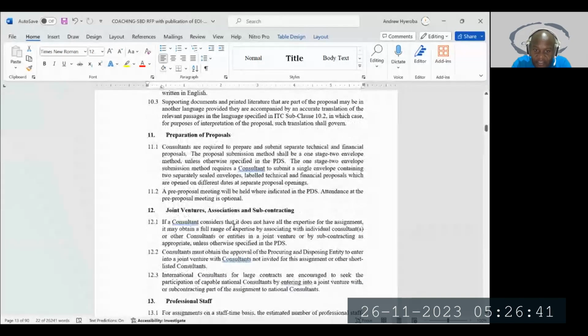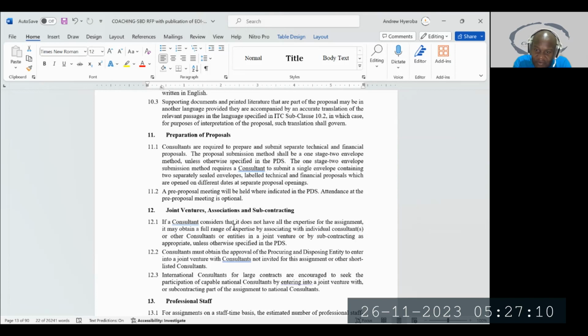We're expected to prepare and submit technical and financial proposals. There are also submission methods, but again, we shall go into that when we are submitting one of these days. It shall be one stage, two envelope method, unless otherwise specified in the PDS. Remember what PDS is: proposal data sheet.